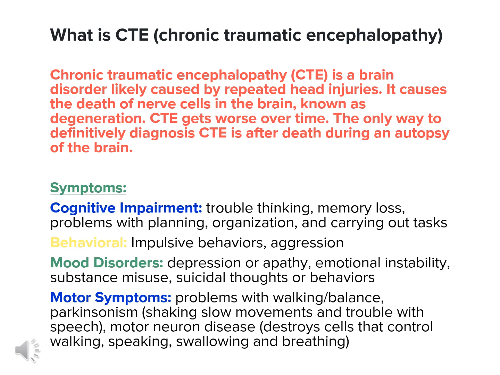Symptoms include cognitive impairment, behavioral and mood disorders, and motor symptoms. Some cognitive impairments include trouble thinking, memory loss, problems with planning, organization, and carrying out tasks. Behavioral symptoms include impulsive behaviors or aggression. Mood disorders include depression or apathy, emotional instability, substance misuse, and suicidal thoughts or behaviors. Motor symptoms include problems with walking, balance, Parkinsonism, shaking, slow movements, and trouble with speech. Motor neuron disease destroys cells that control walking, speaking, swallowing, and breathing.